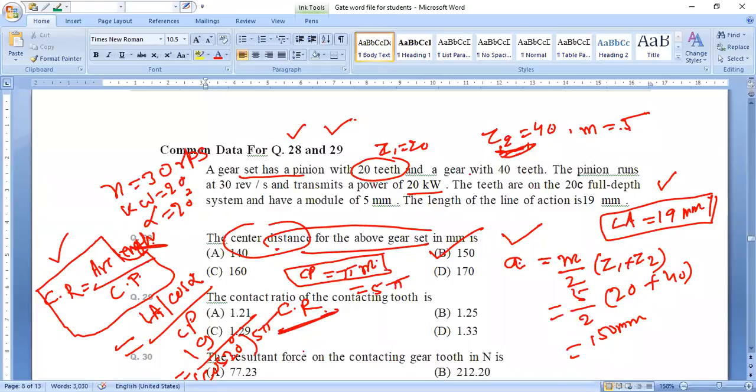Solve this. 19 divided by cos 20, again divided by 5 pi. Solve it, please. 1.288. So the options are 1.21, 1.25, 1.29, 1.33. So I think option C is right. 1.288 is approximated to 1.29. So option C is correct. So this question is also over.